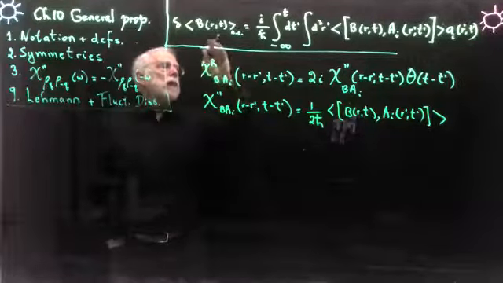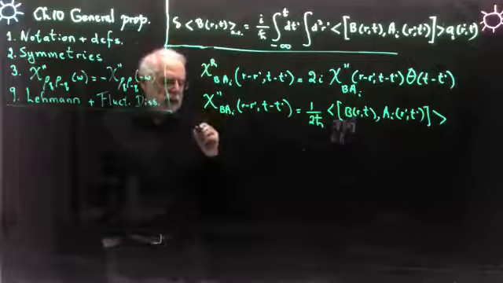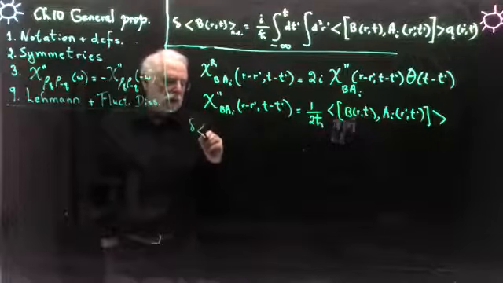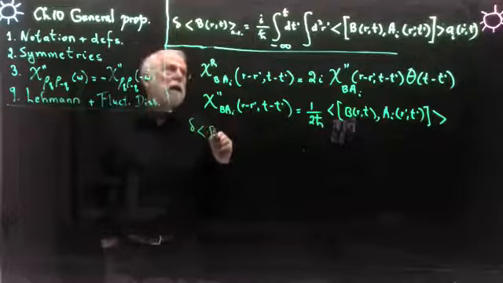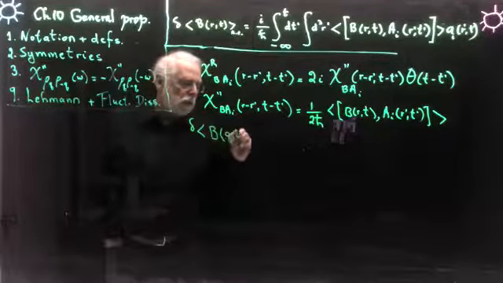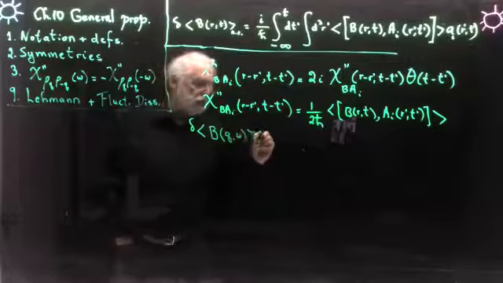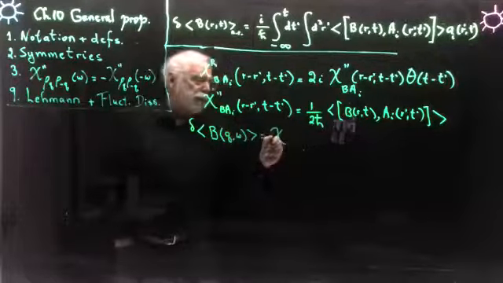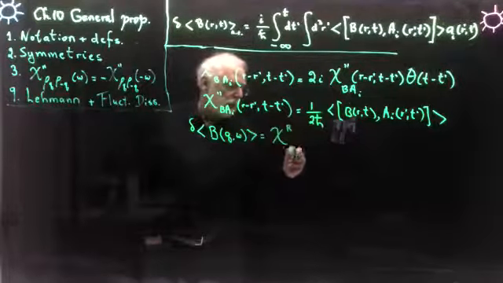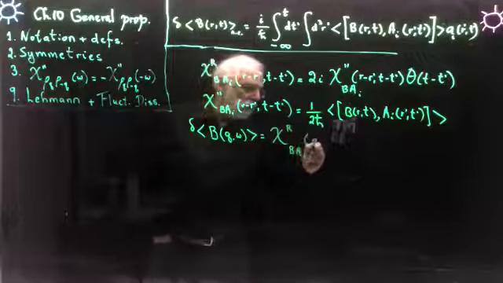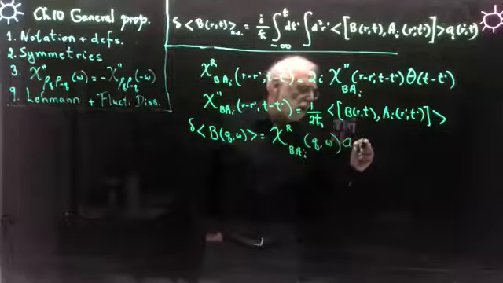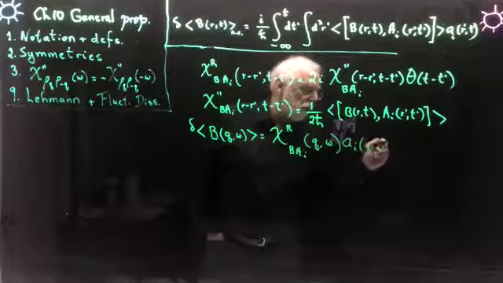Okay, so it means now that if I go to Fourier space, I'm able to write that the response of B of Q, omega is just equal to the retarded susceptibility chi_R of B A_i of Q, omega times A_i of Q, omega.